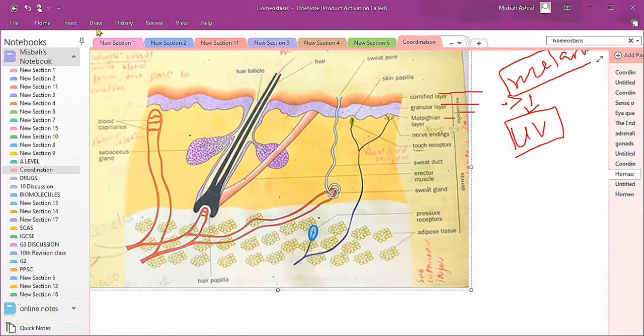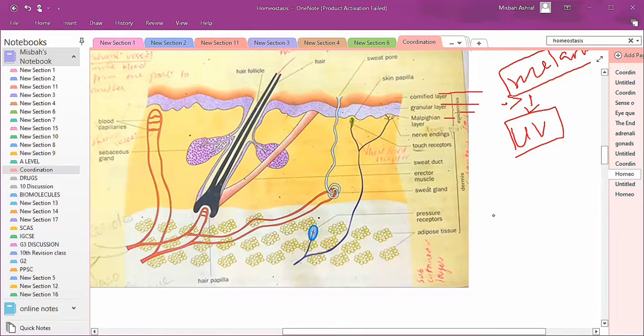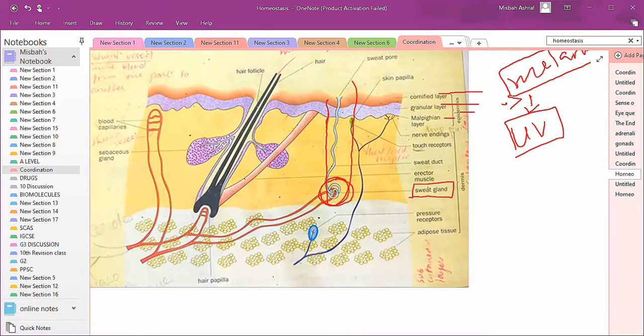Then you can see this structure. Yes, this one, this is actually showing the sweat gland. There is a knot present at the bottom. This knot is known as the sweat gland, and this tube is known as the sweat duct. This is the duct tube, and there is a hole or pore at the top. The opening at the top in the epidermal layer is known as the sweat pore. It is a pore through which the sweat will be excreted out of the body.